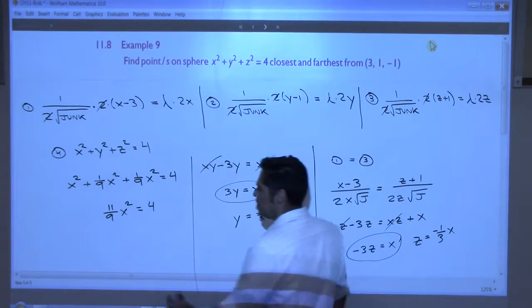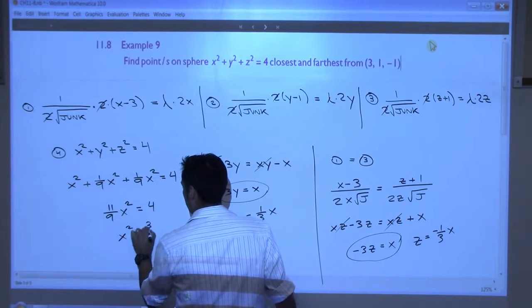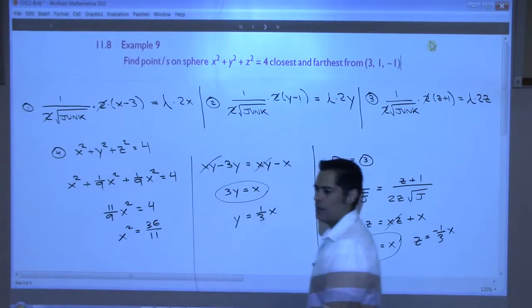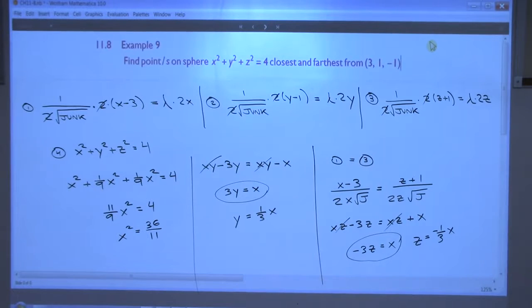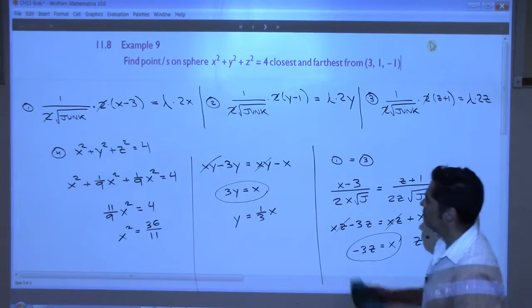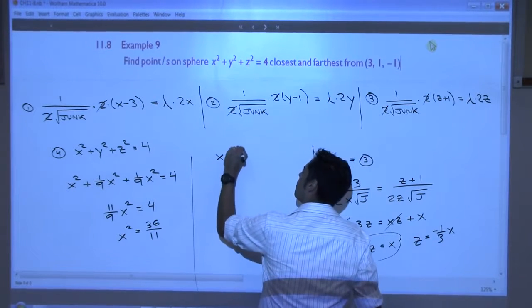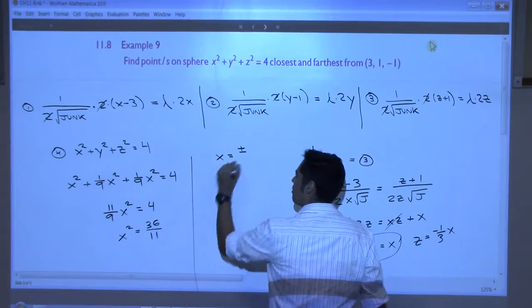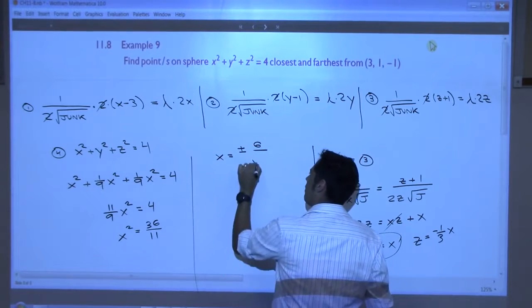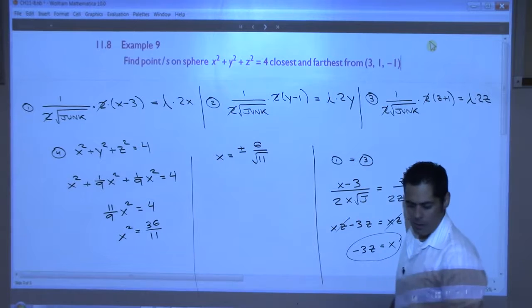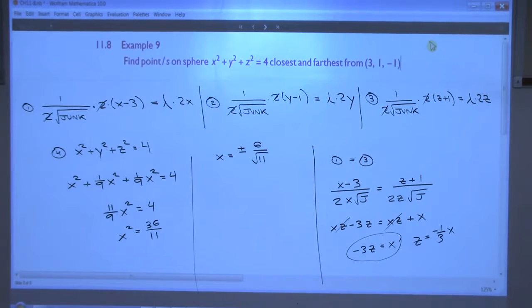Multiplied by the reciprocal. X squared should be 36/11ths. And now take the square root, right? And when you take the square root, you have to do plus or minus. So when I do that, I should get x is plus or minus the square root of 36 over the square root of 11, which I'll just leave as root 11. Right there, we've nailed down what x is. X is either positive 6 over root 11 or negative 6 over root 11.